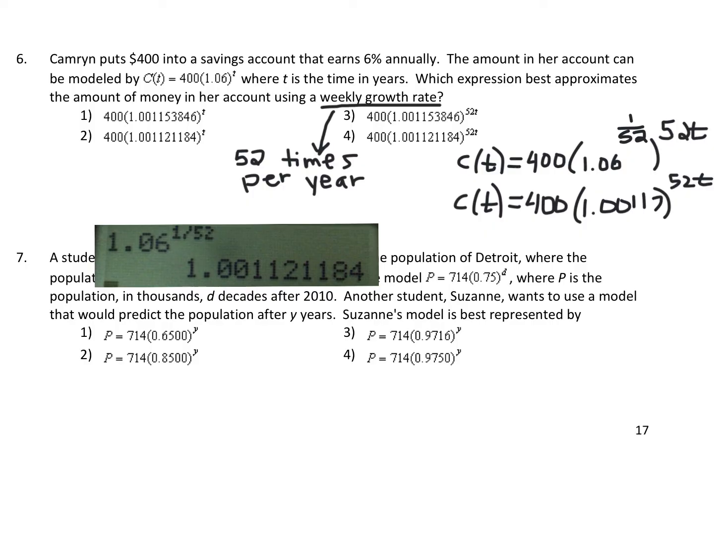1.00112. That's as much as I could fit for right now. All right, so first of all, because our exponent is 52t, it has to be either choice 3 or 4. And this right here actually matches up with what we see in the calculator. I just couldn't fit it all. So choice 4 is our answer.